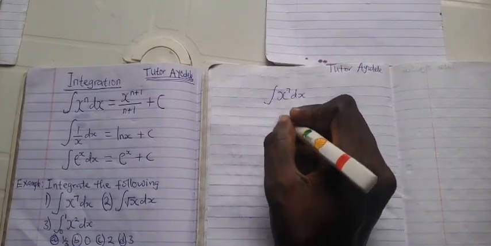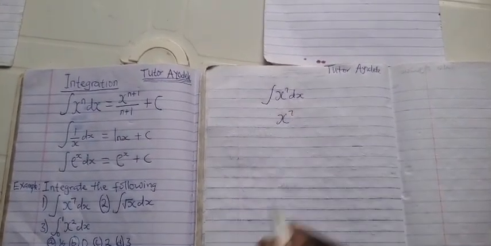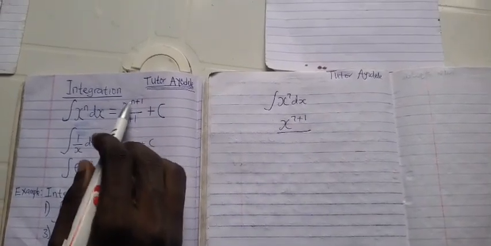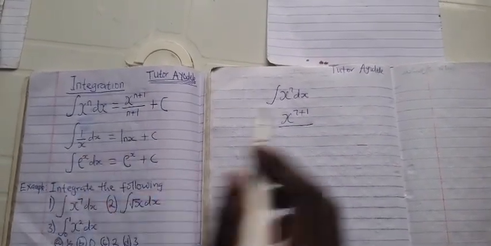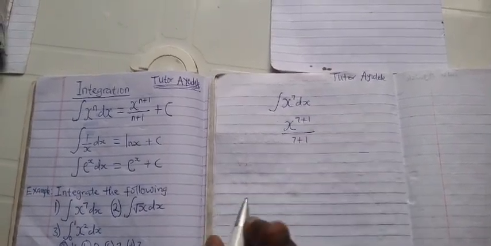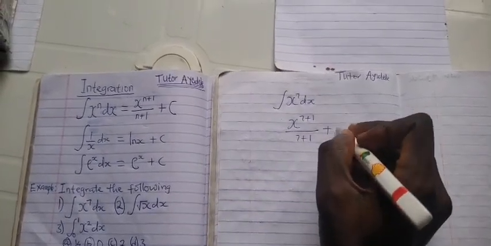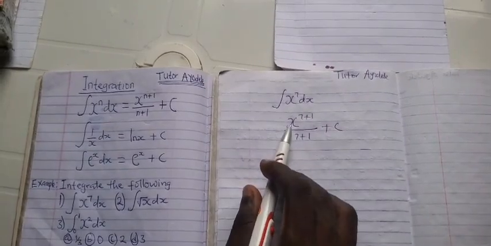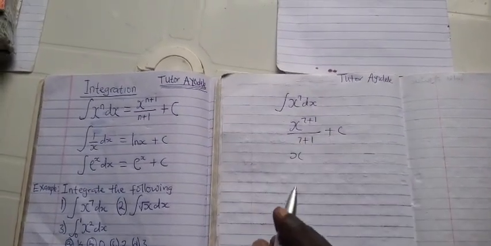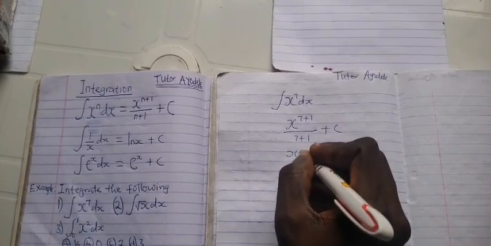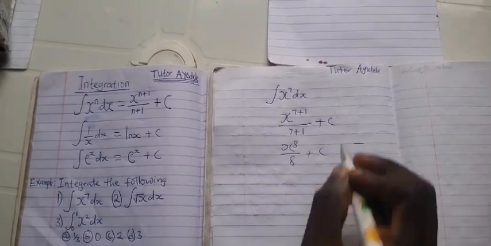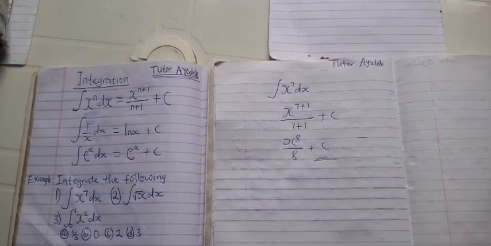This becomes x raised to the power of 7 plus 1. You will now divide by what? Everything that is here, which is n plus 1. That is 7 plus 1. Just make sure that you include your constant. So this gives us x raised to the power of 7 plus 1 is equal to 8, over 7 plus 1 is equal to 8, plus c. That is our final answer for that.